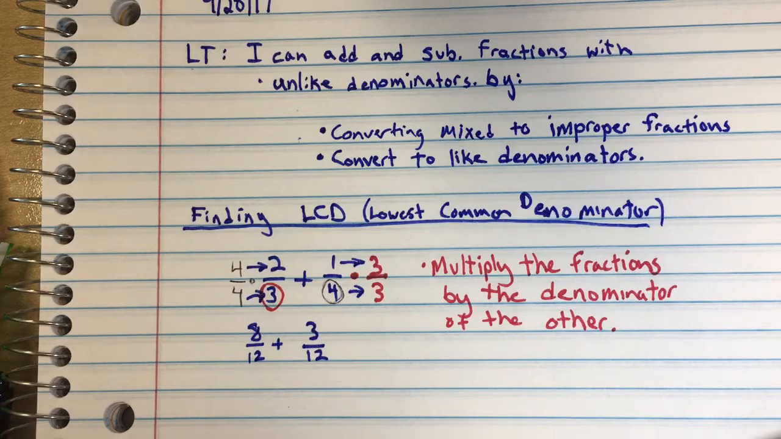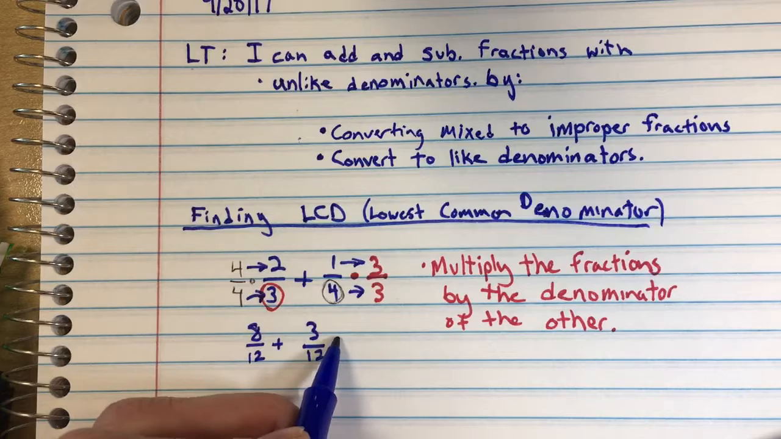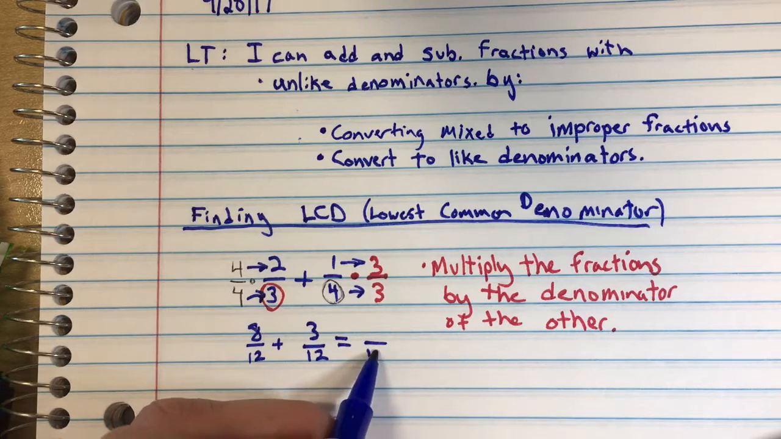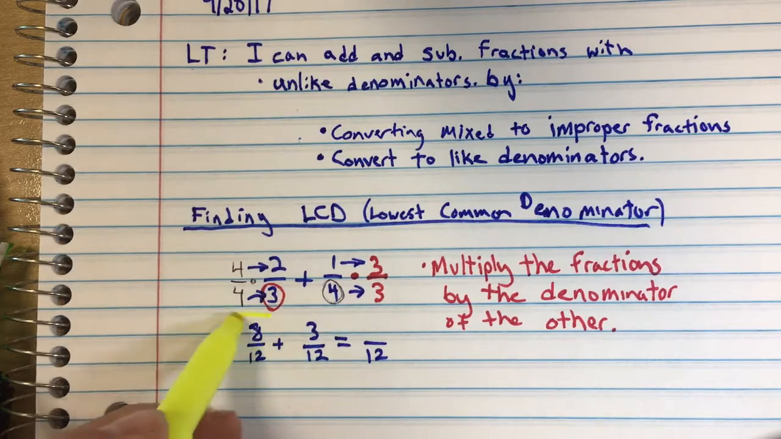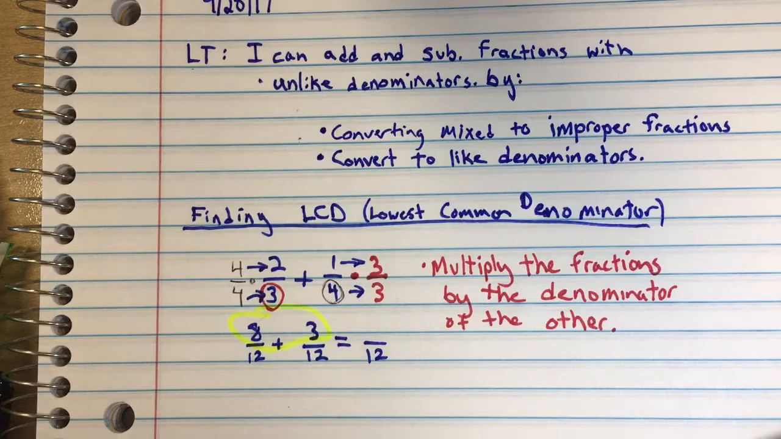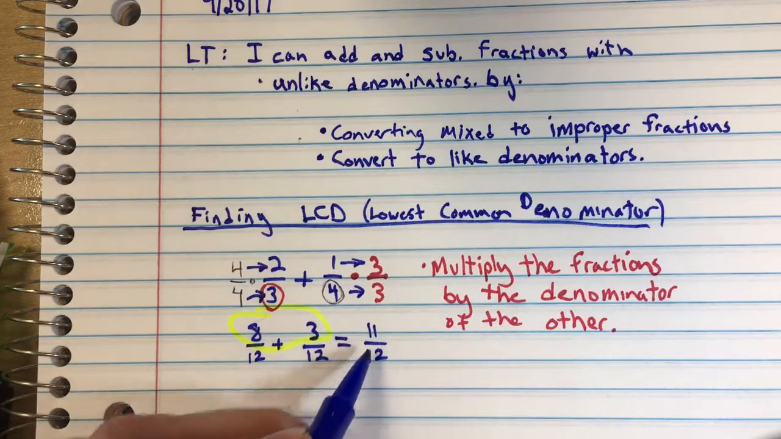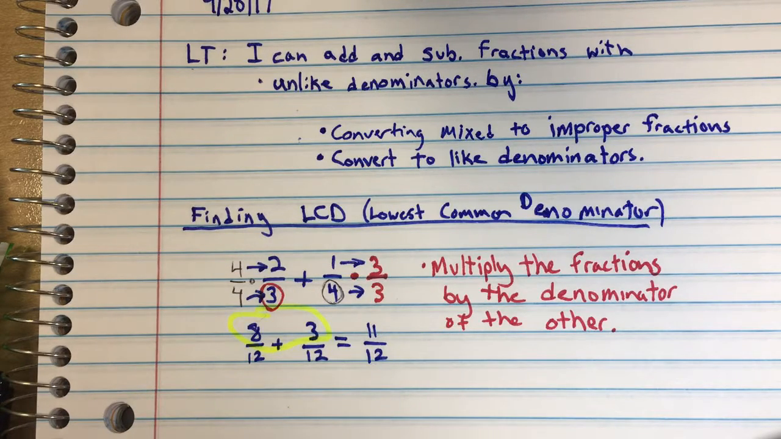Check your notes from yesterday if you don't remember how to do this fully. It's what we worked on yesterday. So 8 plus 3, well, I'm going to do exactly the steps we talked about yesterday. Rewrite my denominator first, and then I'm going to add these up. So 8 plus 3 is going to be 11. Can't reduce it. I'm done.